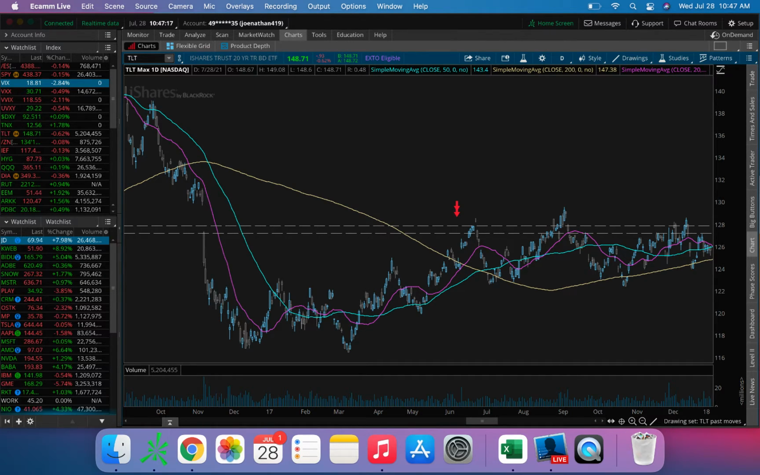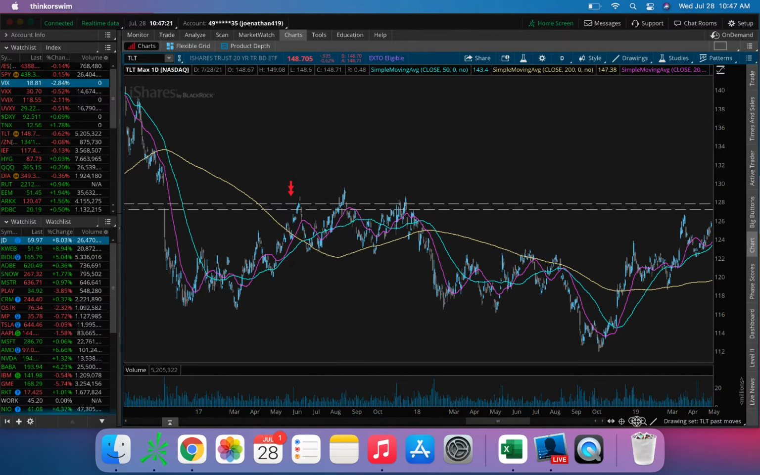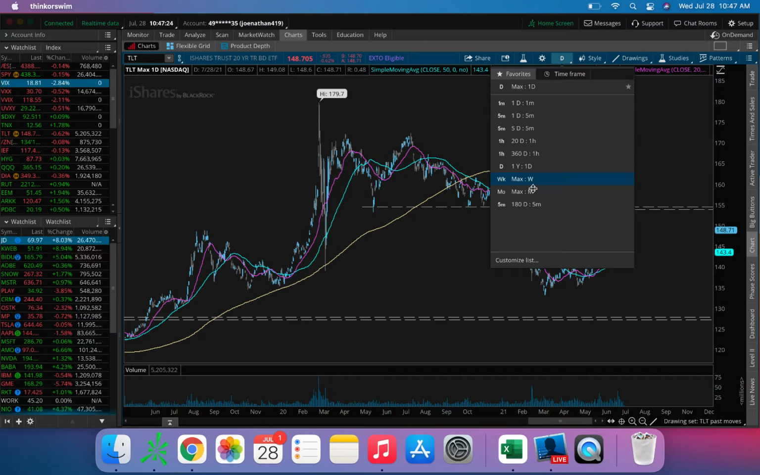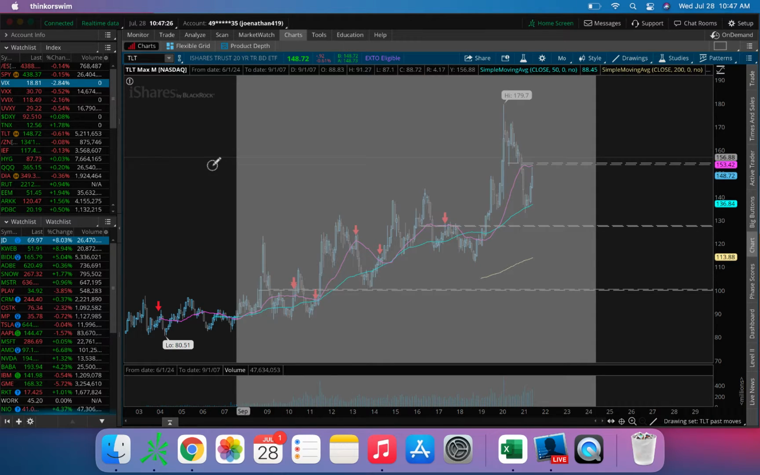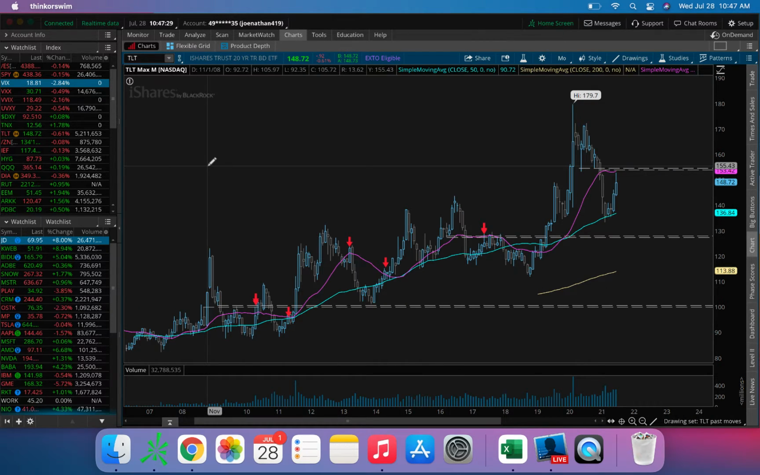Today I just want to go over my outlook for TLT, which is an ETF for 20-year bonds. If you don't know already, I am long. I got TLT calls a couple weeks ago, and I think that we have a very strong case for upside momentum in TLT. Maybe not next week, next month, but certainly over the next couple years, I do think that we have a strong case for bond yields to go lower and TLT to go higher.